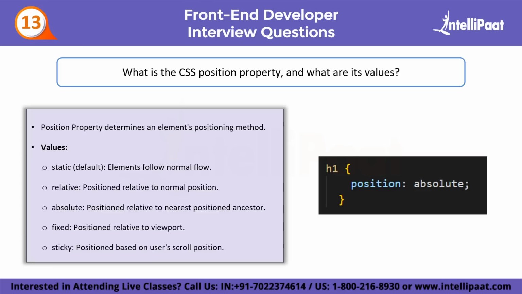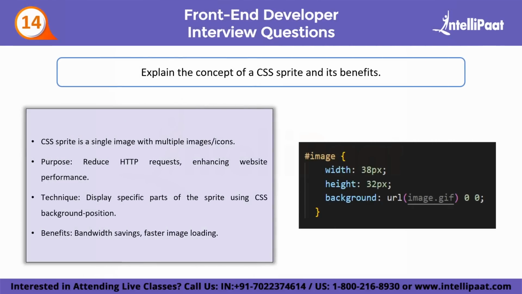position. The fixed value elements are positioned relative to the browser window, so they stay in the same place even when you scroll the page. They are commonly used for fixed navigation bars or elements that should always be visible on the screen. The sticky value elements are treated as relative positioned until they reach a specified point during scrolling, then they are treated as fixed. These are useful for navigation bars that become fixed after you scroll past them, providing a sticky effect. Now the next question is, explain the concept of a CSS sprite and its benefit.